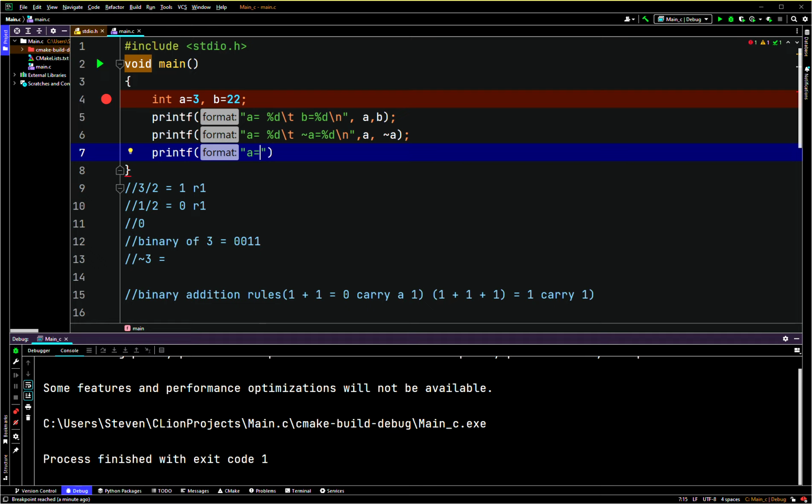So we have printf here. Not A points two. We're going to have A and B like that as a string, and we'll say %d, A and B %d, new line. Probably just need it like that.